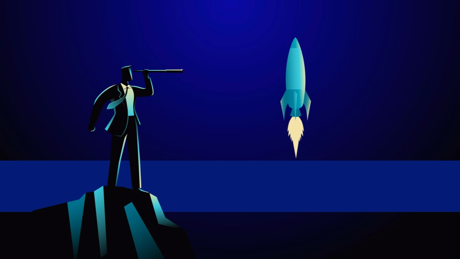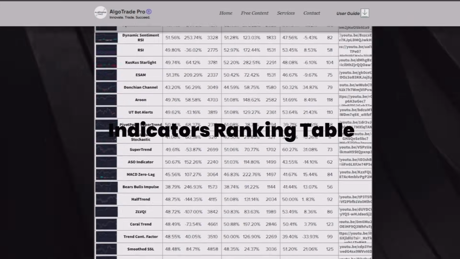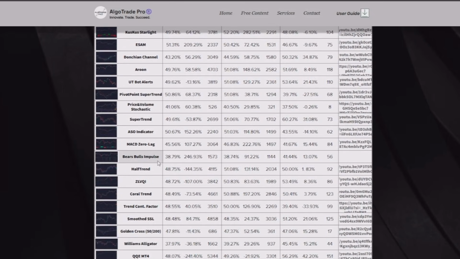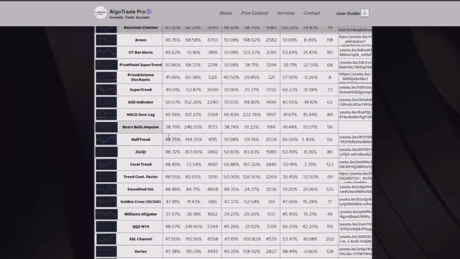So where does this indicator land? When we compare it to the full indicators ranking table, the Bears Bulls Impulse does not dominate the top spot, but it earns its place as a solid mid performer, and that opens the door for future videos.